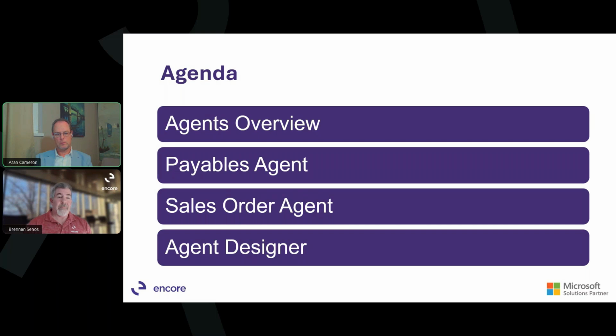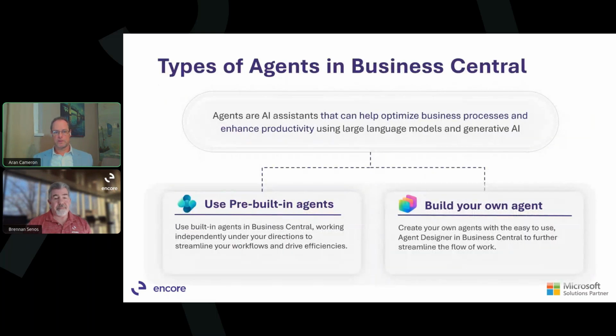We will dig into the agent designer. So this isn't a general AI discussion. This is very specifically an agentic discussion related to Business Central. So hopefully everyone is coming to this session understanding in general terms the rough difference between Copilot, overall AI, and what agents do.